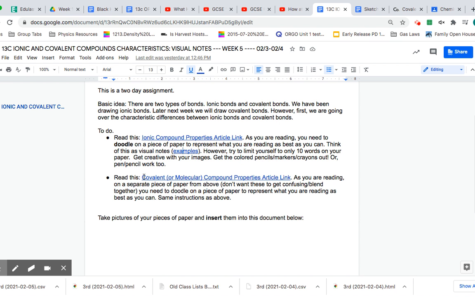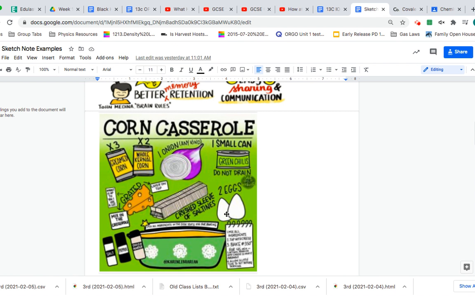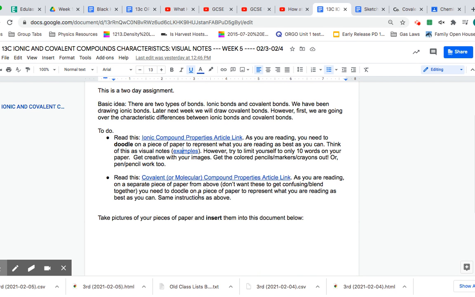So this is the article that we are reading today. Again, as you are reading, you are taking your doodle notes, your sketch notes type of deal. If you're like, wait, what? Have a title and then doodles in order to represent the article we are reading. If you need more information, watch the video from yesterday.